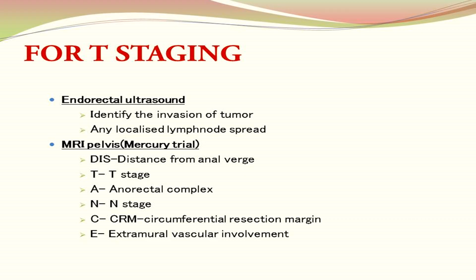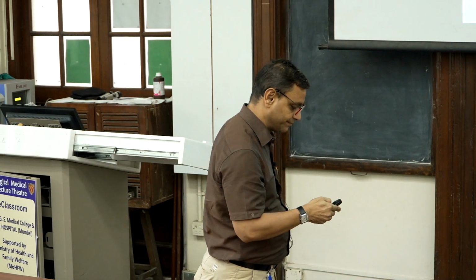See again here it has come as the MERCURY trial. Remember this MERCURY trial, as and when you read about CA rectum, you always come across this MERCURY trial. So the MERCURY trial says that MRI is better than endorectal ultrasound. Remember this.